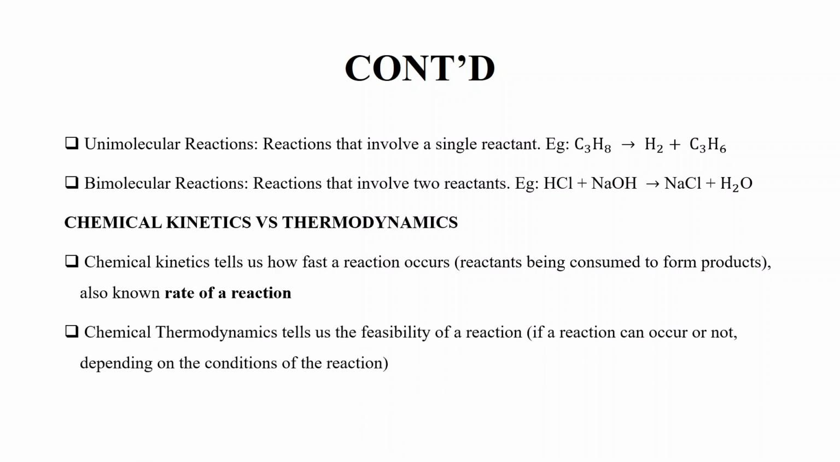Whereas chemical thermodynamics tells us the feasibility of a reaction. So the thermodynamics of a reaction tells us whether the reaction will occur or not, depending on the conditions of the reaction. So if you are forming ammonia, adding hydrogen to nitrogen to form ammonia, depending on the conditions surrounding the reaction, the thermodynamics of that particular reaction is going to tell us whether the ammonia will be formed or not. That is the thermodynamics. Now, the chemical kinetics tells us how fast ammonia is being formed, or how fast the hydrogen and nitrogen are being consumed to form the ammonia.